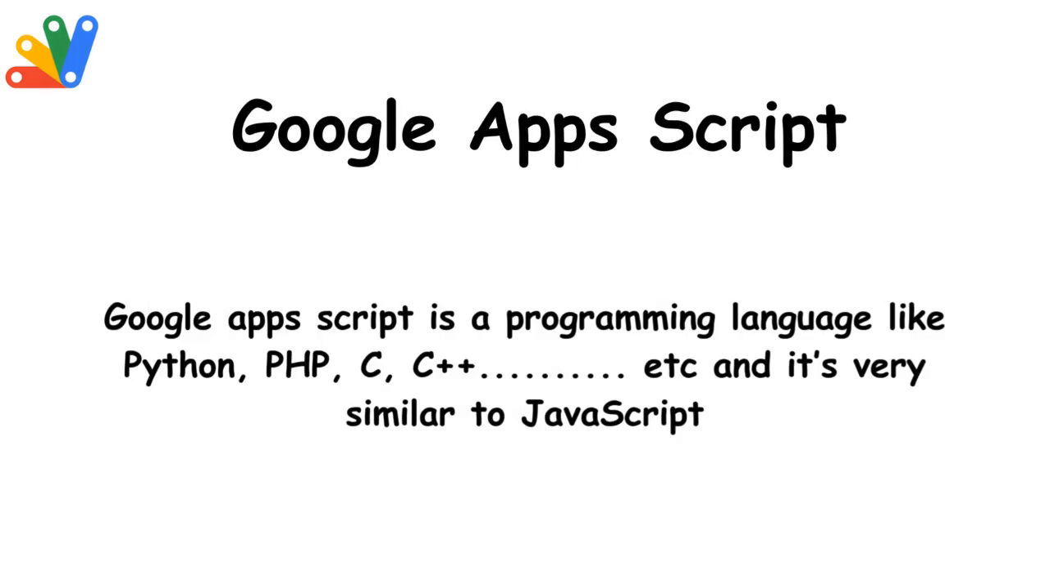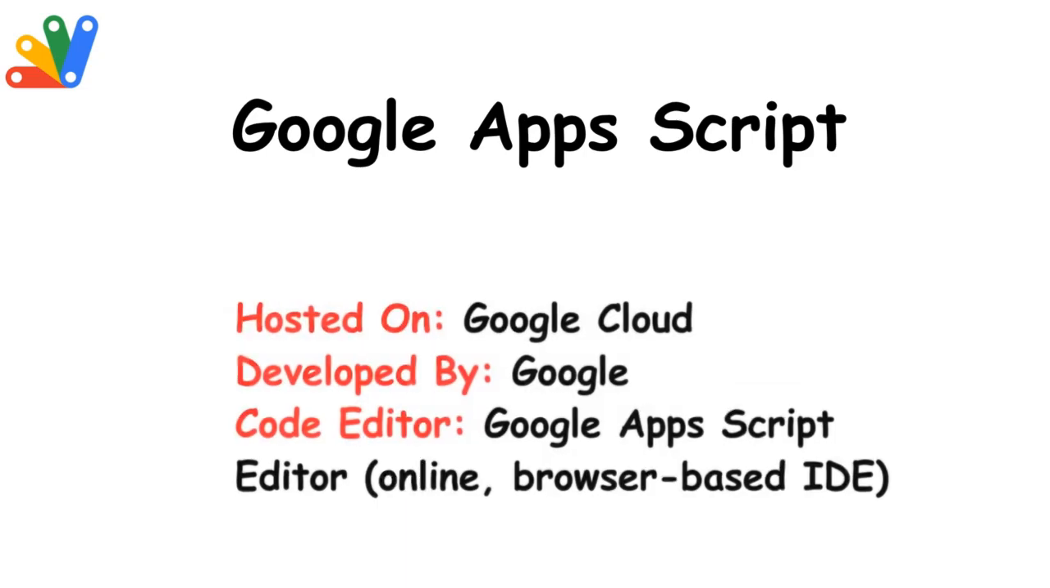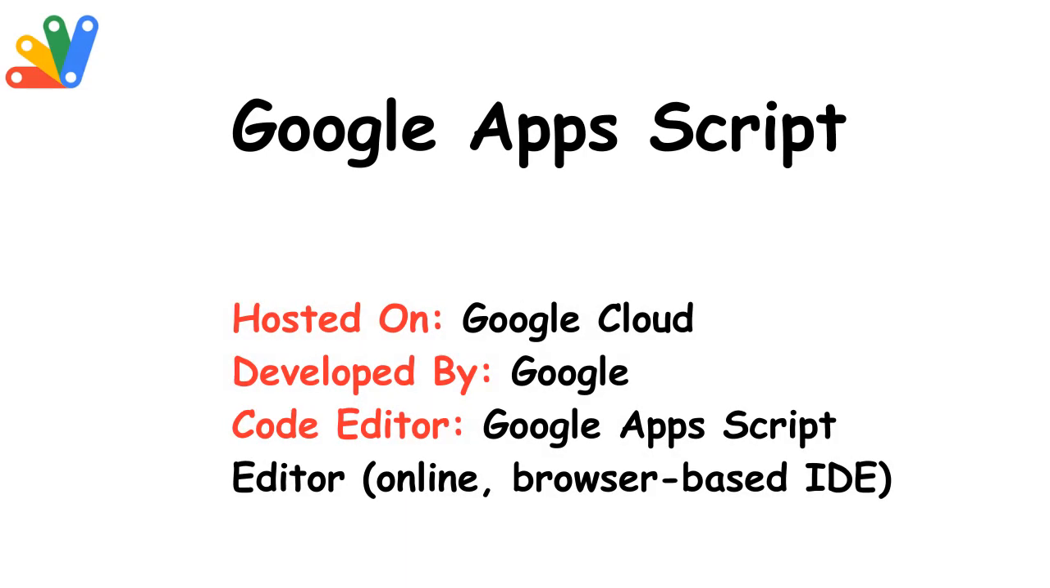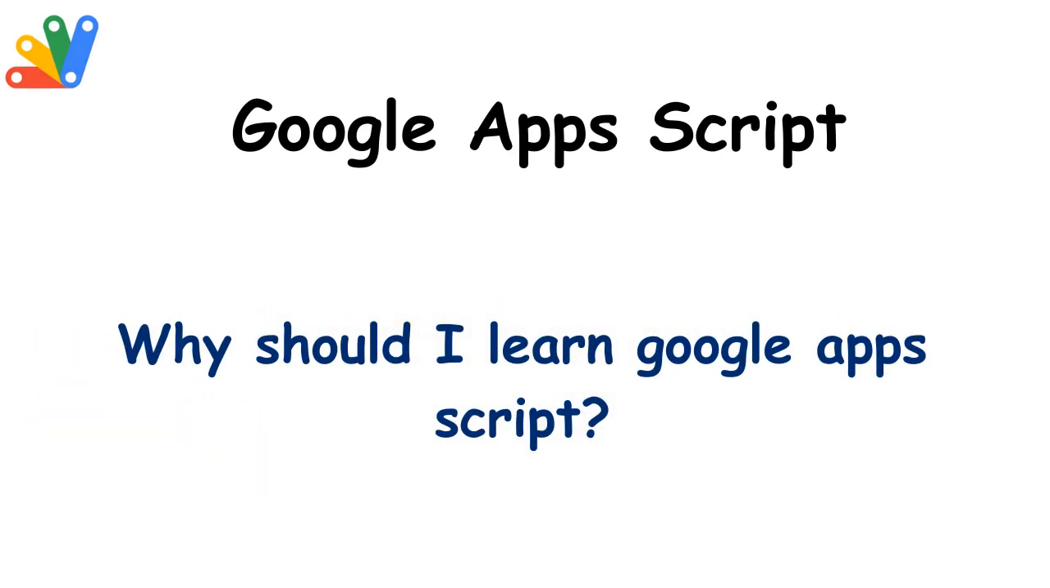Basically, Google Apps Script is a programming language like Python, PHP or others. It is very similar to JavaScript. It is hosted on Google Cloud, developed by Google, and is a browser-based code editor. It means you can write this code directly from your browser.